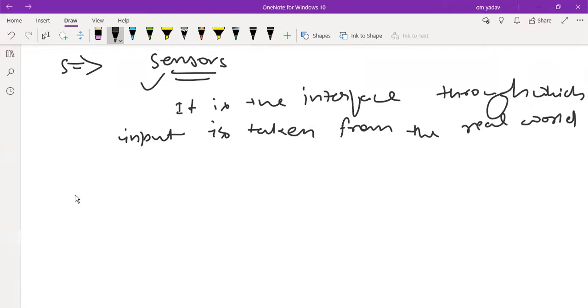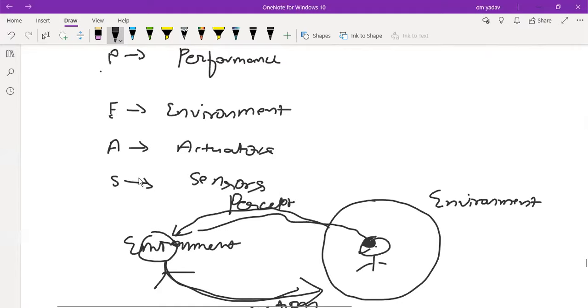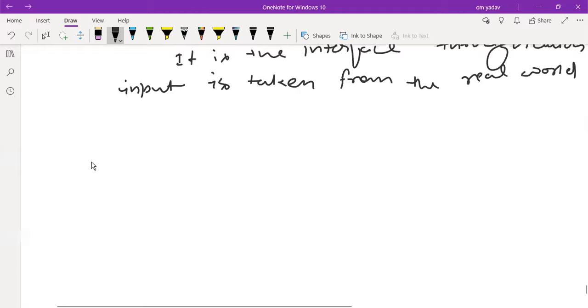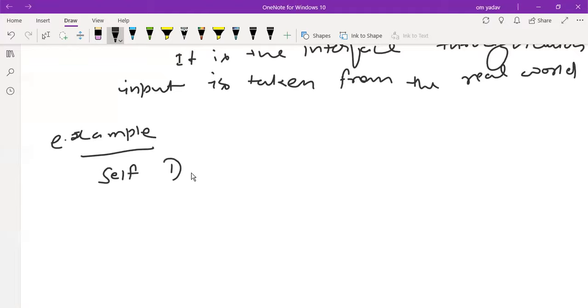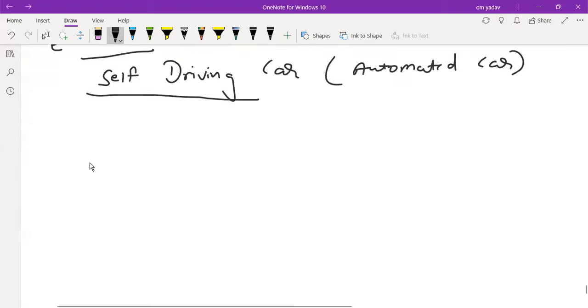Then let's take one example in which we will try to identify these four different parameters: performance, environment, actuators, and sensors. So let's take the example of a self-driving car, or this is also called an automated car.